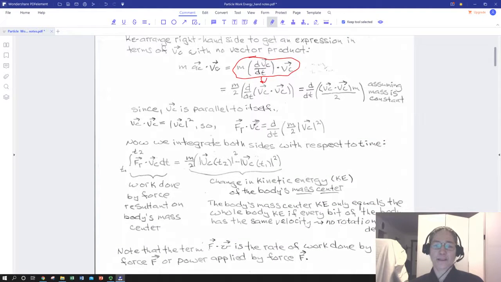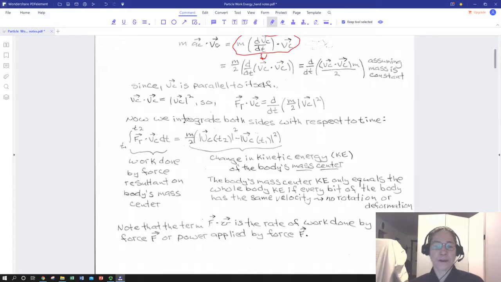So the velocity of the mass center dotted into the force resultant, and remember dot product is commutative, so we can change the order, is equal to the first time derivative of mass over 2 times the scalar magnitude of the velocity of the mass center squared. Okay, so thinking about our units, force is in newtons, velocity is in meters per second. And so on this side we have power units. You can think of newton meters being energy per unit time coming from our velocity, or joules per second. So this would be expressed in watts.